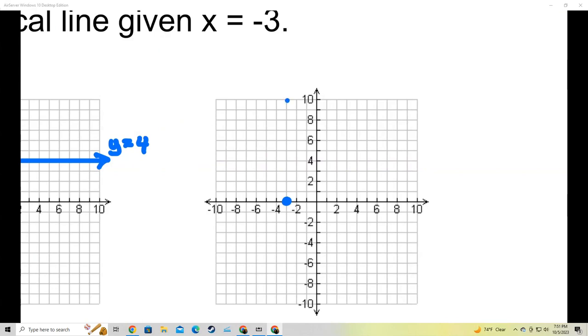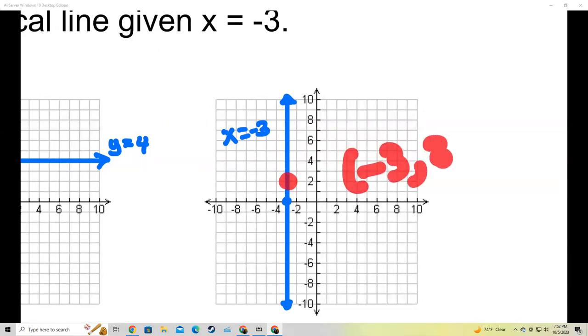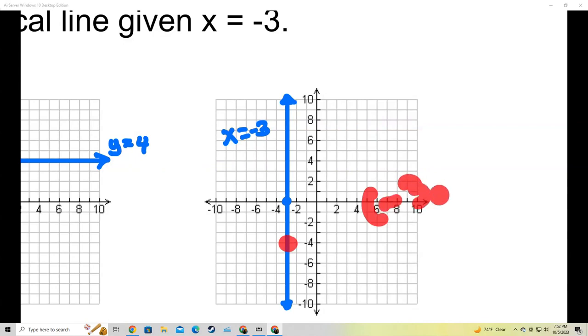So I'm going to start here. I'm going to go straight down just like this. This is the x equals negative 3 line. Just like before, why do they call that one the x equals negative 3 line? Well, look, check this out. This point right here is negative 3 comma 5. This point right here is negative 3 comma 2. This point right here is negative 3 comma negative 4.